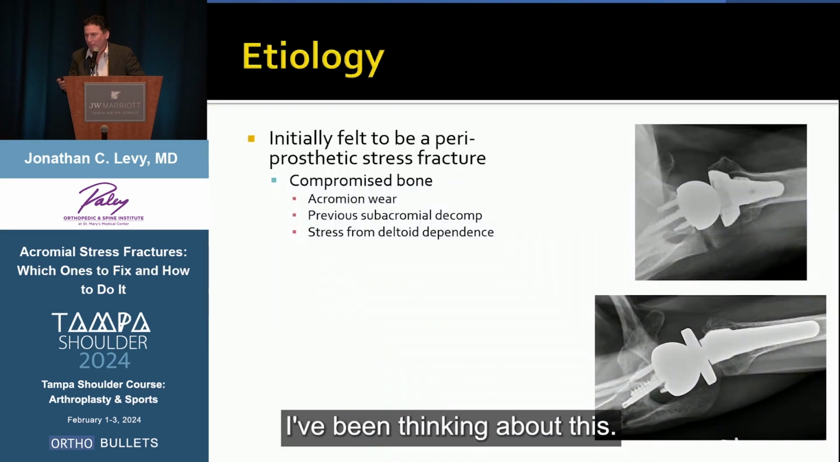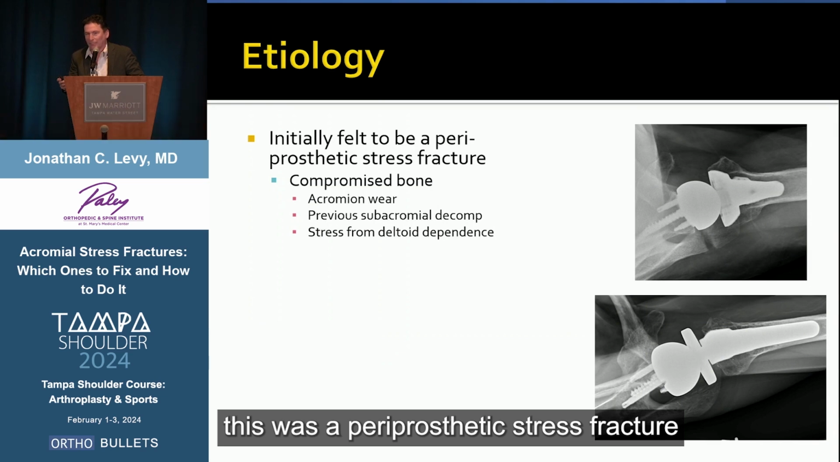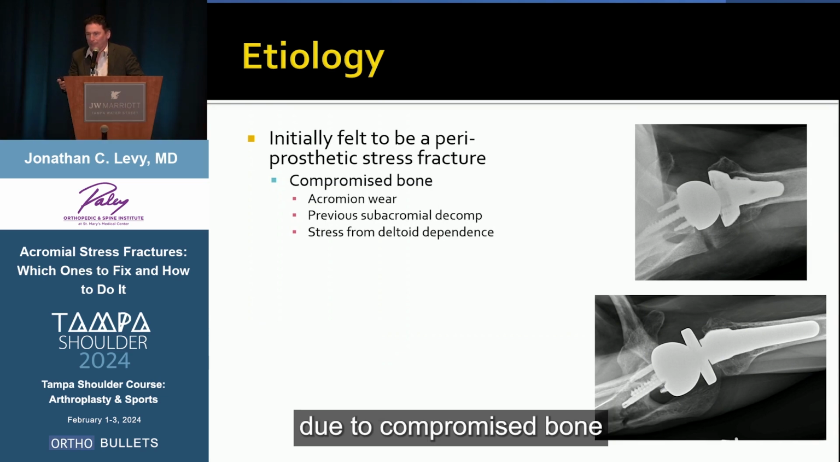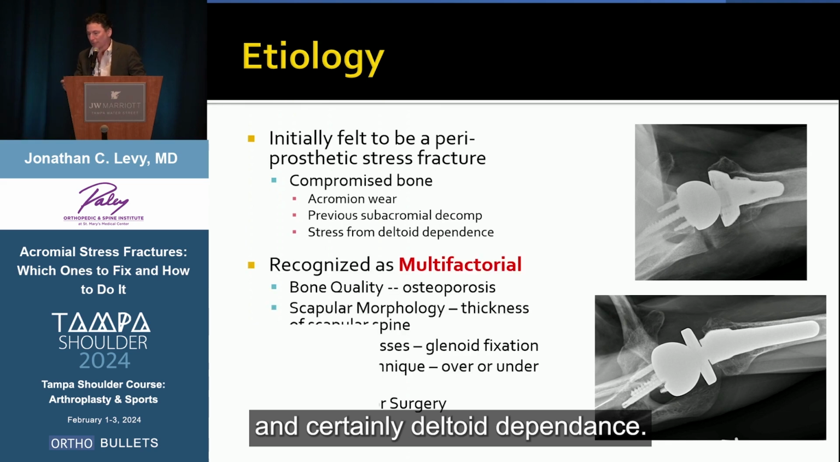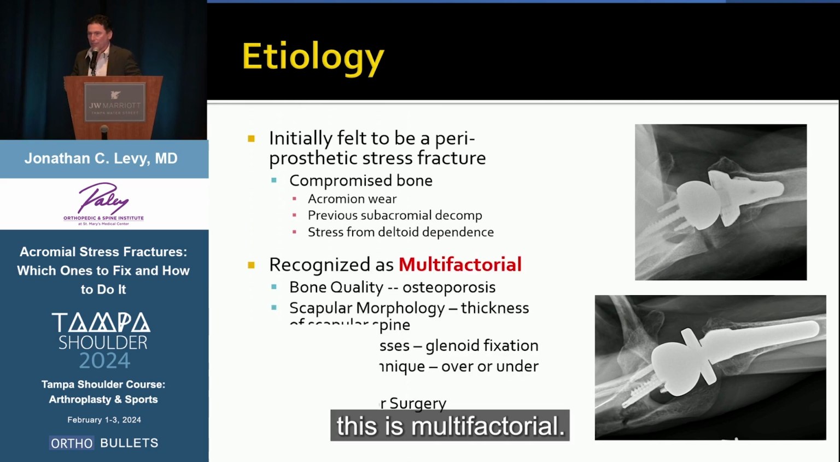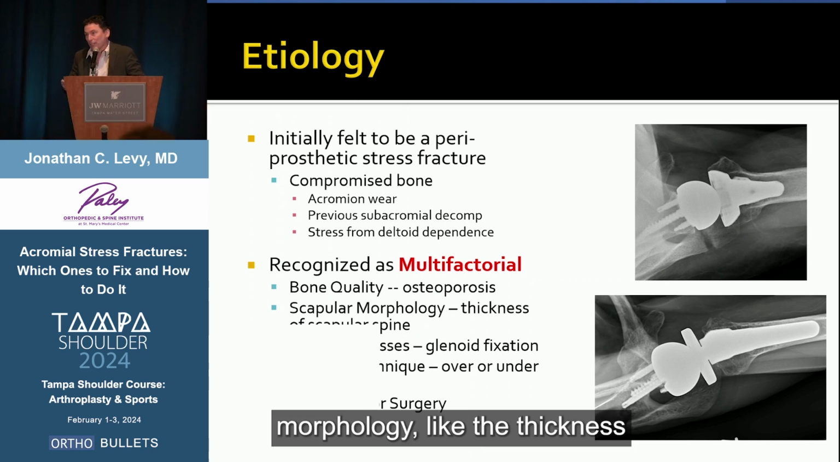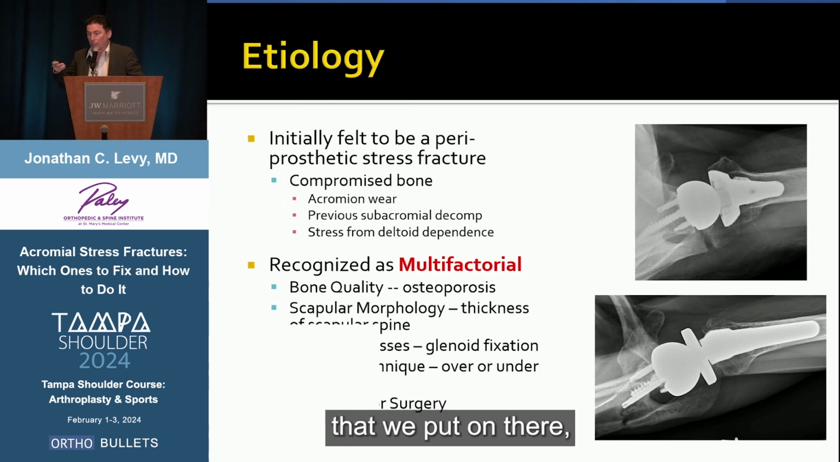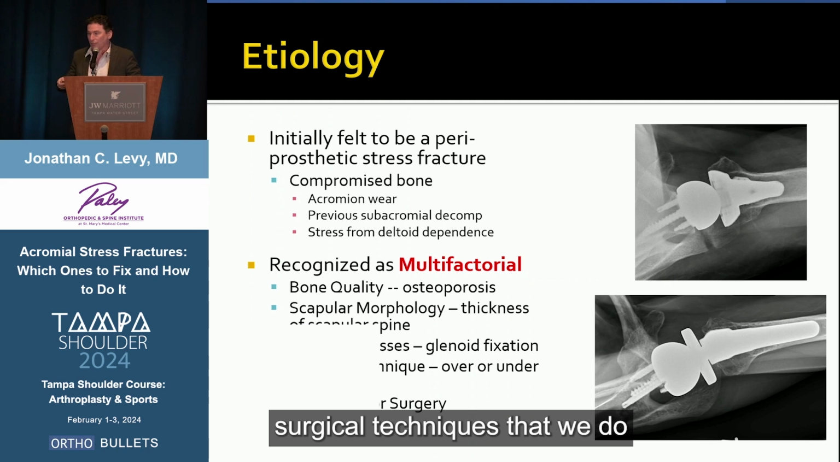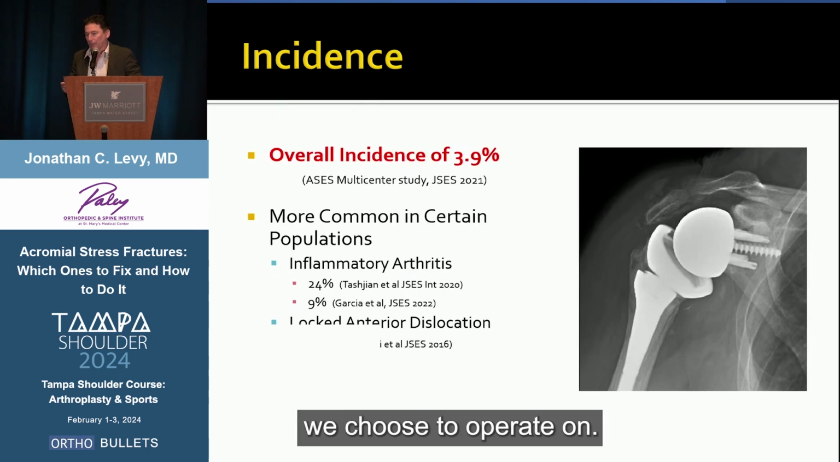We initially thought this was a periprosthetic stress fracture due to compromised bone from acromion wear, subacromial decompressions, and certainly the deltoid dependence. But we now know that this is multifactorial. It relates to bone quality, the scapular morphology, like the thickness of the I-beam of the scapular spine, implant stresses that we put on there, surgical techniques that we do, and the indications we choose to operate on.